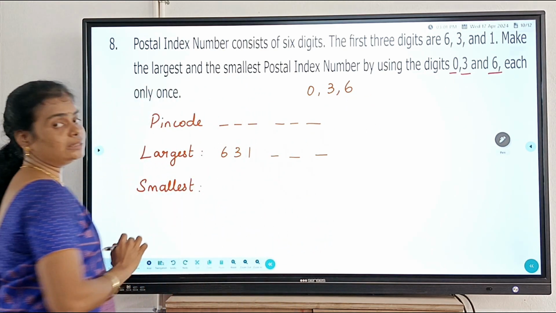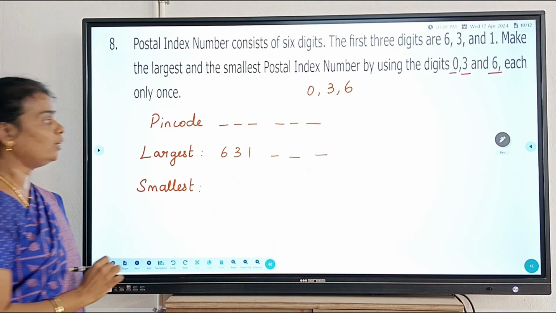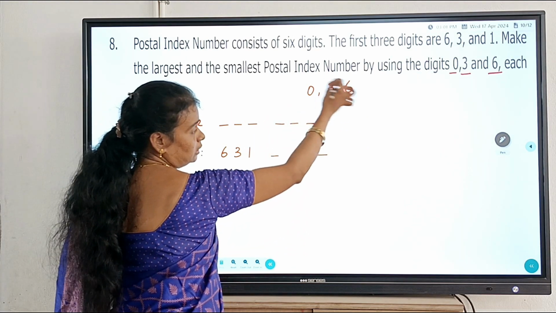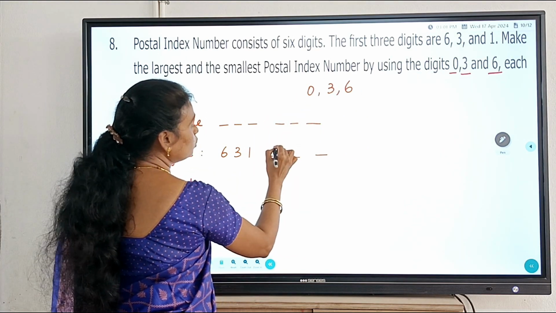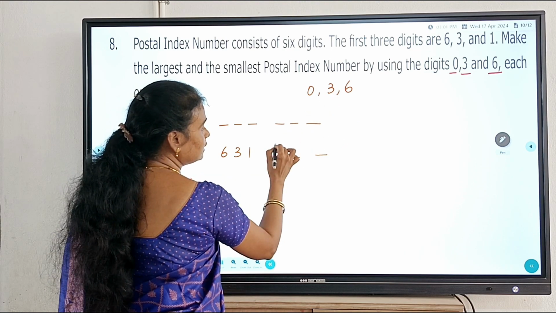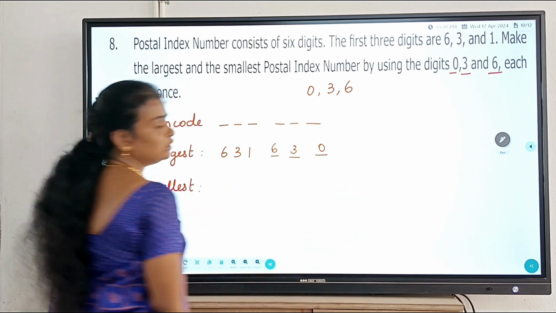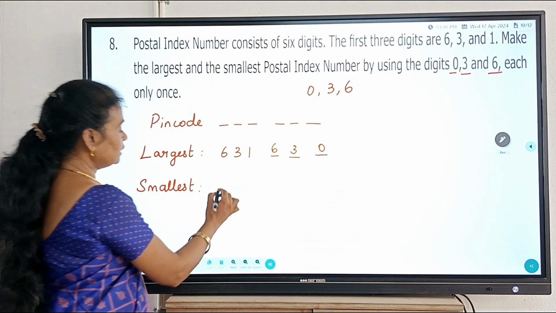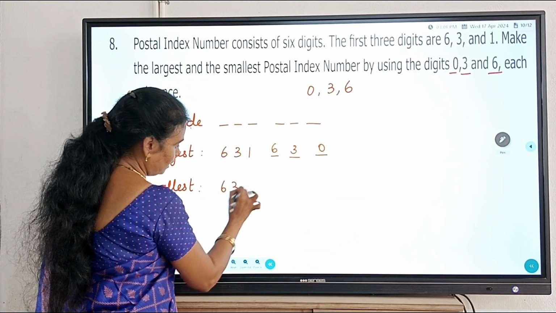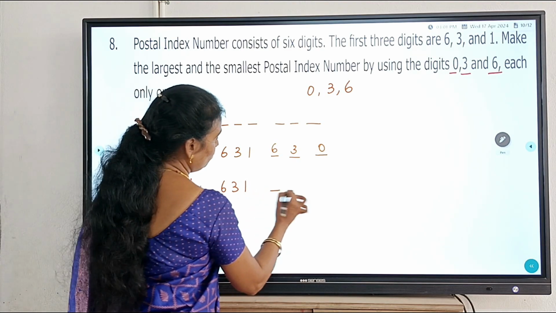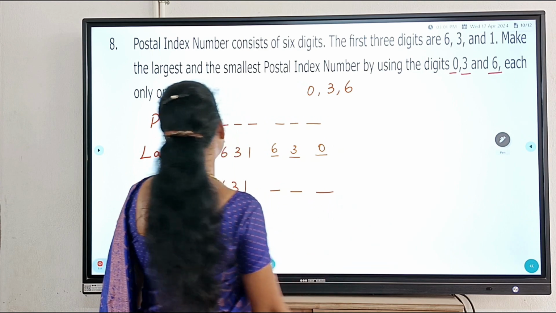The first number remains the same. So it is 6, 3 and 1. If it is the largest, arrange all these 3 digits from bigger to smaller. So the bigger number of these is 6, next is 3 and last comes 0. And for the smallest one, the first 3 numbers will remain the same, so as it is 631 you can write. And you must arrange the rest from small to big.